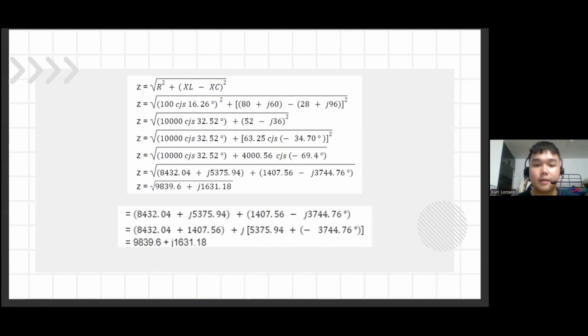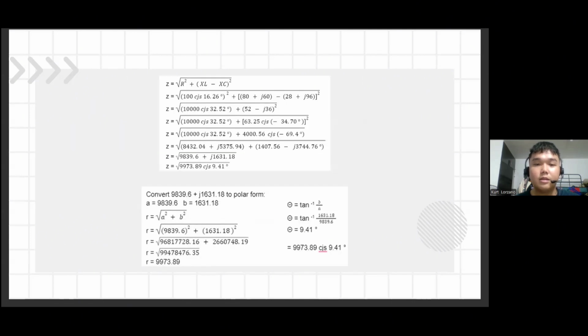Next, we need to convert our answers to polar form by first separating the real numbers from the imaginary numbers. Once we have separated them, we add them separately. We now have our answers of 9,839.6 and 1,631.18, so we just combine them to produce 9,839.6 plus j1,631.18. Next, we need to convert this to polar form. To convert rectangular to polar form, we use the Pythagorean theorem for the modulus, and for the argument, we can just use theta equals arctan b over a.